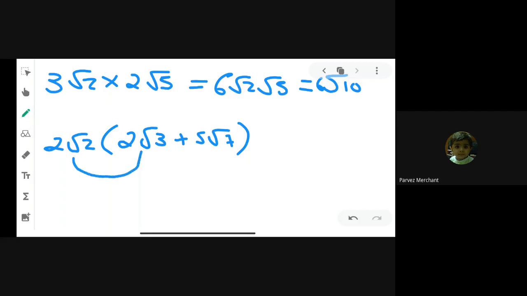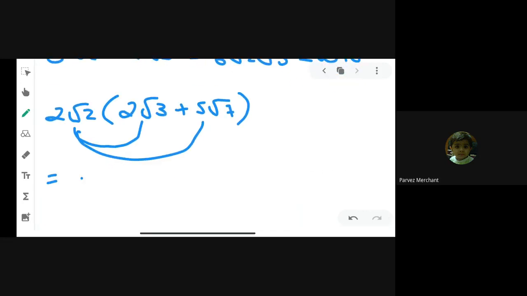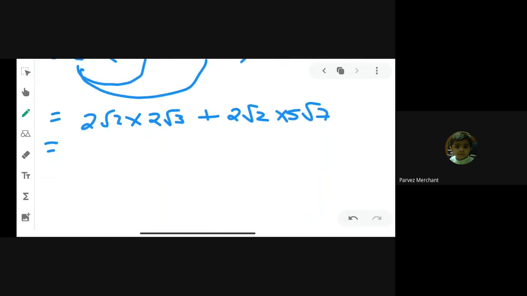If you want to multiply this, first we multiply these two terms and then we multiply these two terms, and then add. So what is the answer? 2 root 2 into 2 root 3: 2 2s are 4, and root 2 into root 3 is root 6, so 4 root 6. Plus 2 root 2 into 5 root 7: 2 5s are 10, root 14, so plus 10 root 14. So it is your answer. Clear all of you? Yes, sir. It is known as the multiplication of monomial into binomial.